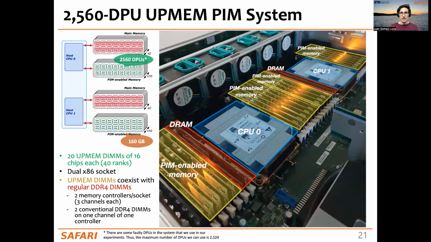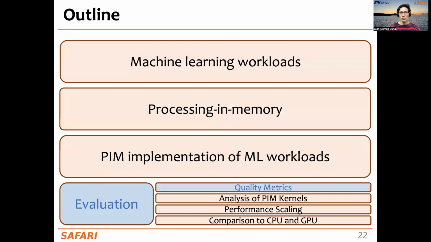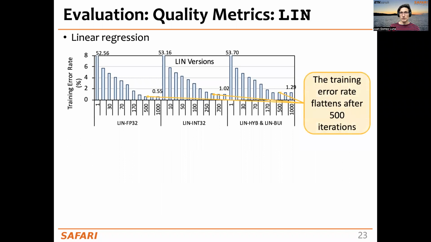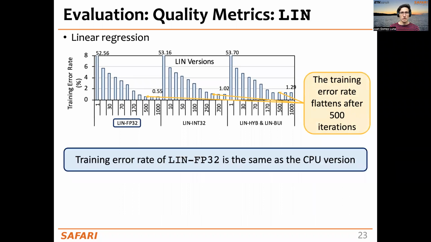This is the UPMEM-based PIM system that we have used in our experiments, as you already know. Let's start with the quality metrics. First of all, for linear regression, we can see here in this plot the training error rate for the 4 different versions. Note that the training error rate flattens after 500 iterations. We continue testing after 1000 iterations.